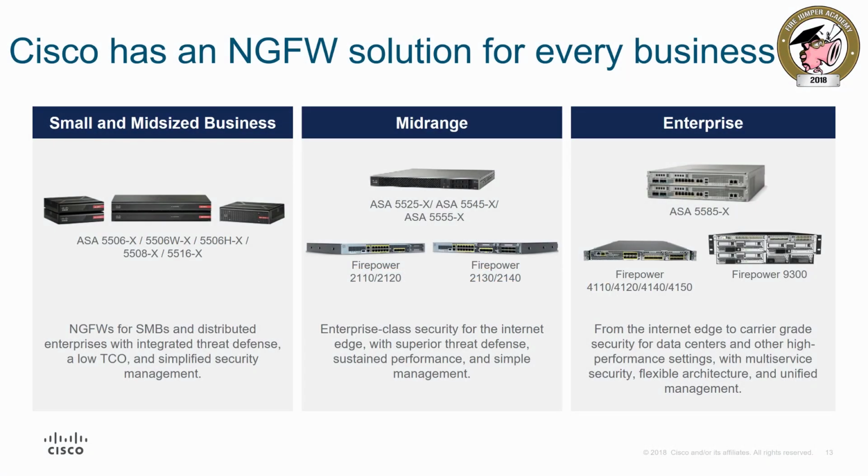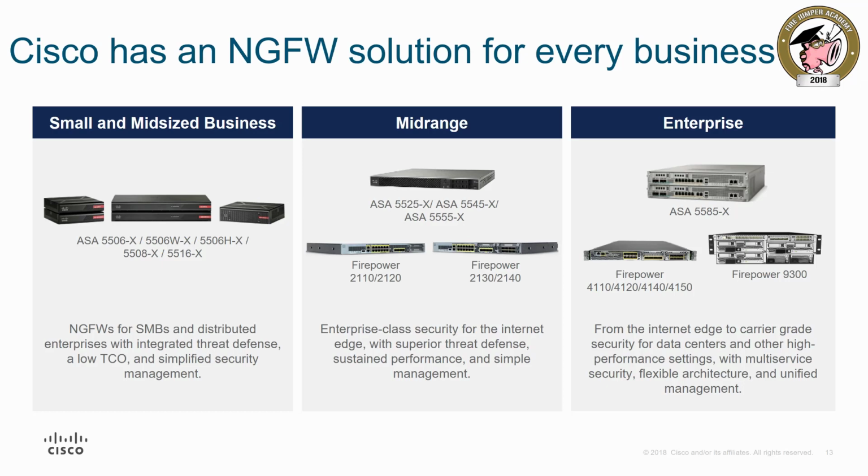So here's a range of the firewalls which can fit specific customer niche types of requirements. Essentially, Cisco has a next-gen firewall for every business. We can look at the small and mid-sized businesses. In this scenario, we'll probably be looking around, as you can see there on the left-hand side, the ASA 5506, ranging from that form factor all the way up to the 5516X, for example.